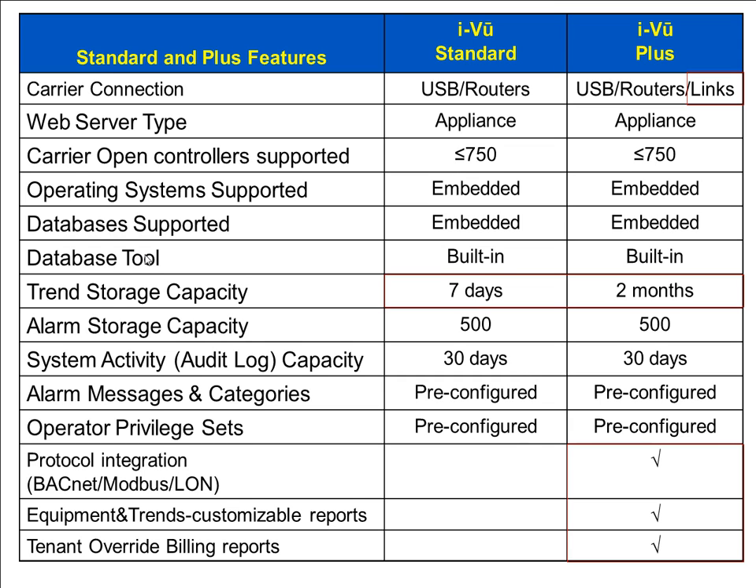which again leads to the whole scalable thing. The operating system supported. When we get down to the trend storage capability, on the standard it's 7 days, and on the Plus it's 2 months. So the actual trending that's stored on there, you could save it after 7 days. You can go in there and save those trends if it's something that you want for future use, but the iView Plus automatically includes 2 months of storage.